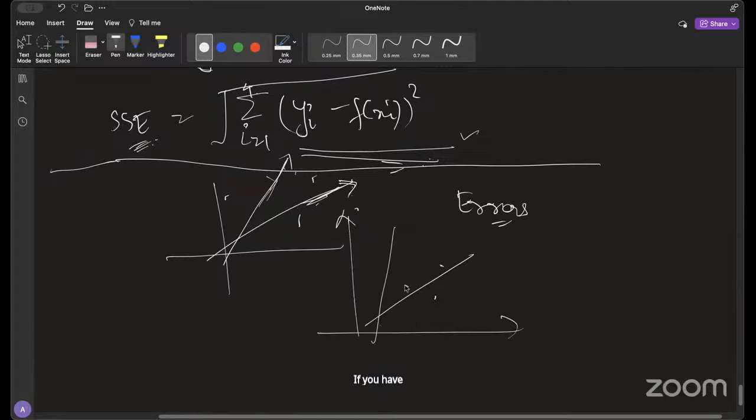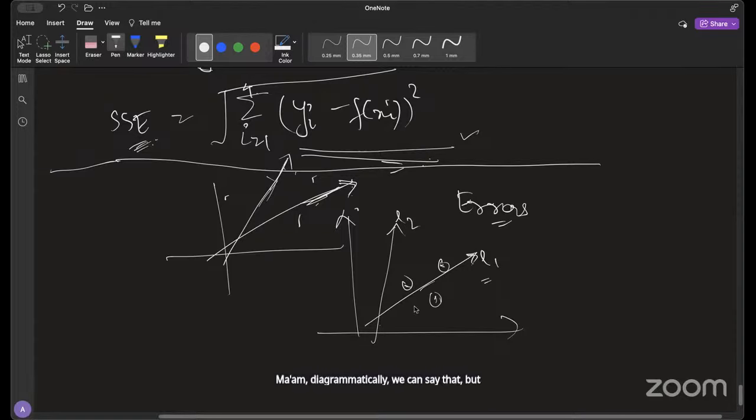If you have these 3 points, which line do you think fits this better? These 3 points, this line or this one? Let's call this L1, and this L2. Which one? L1, ma'am, because it is closer to the data, right? Diagrammatically we can say that.